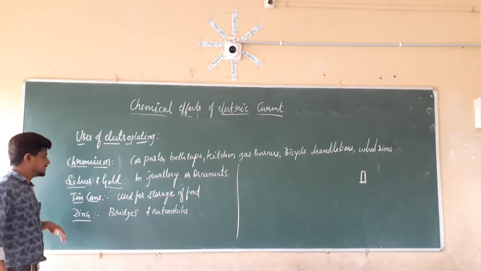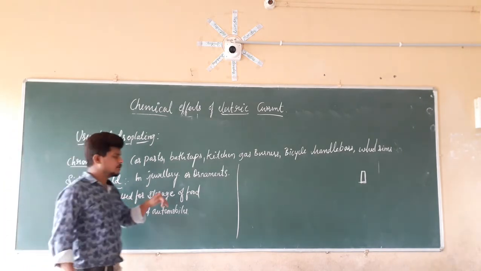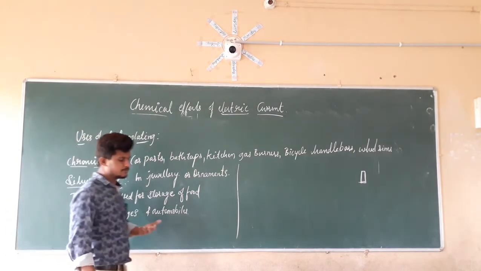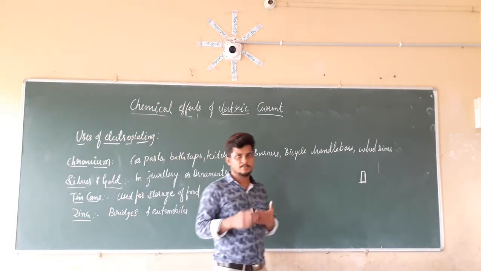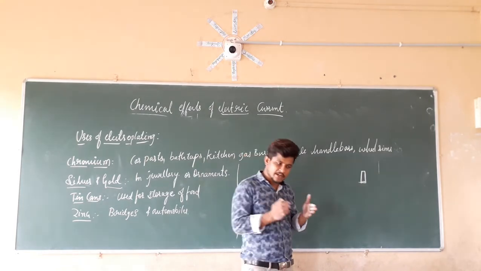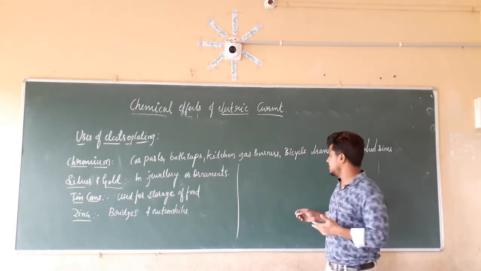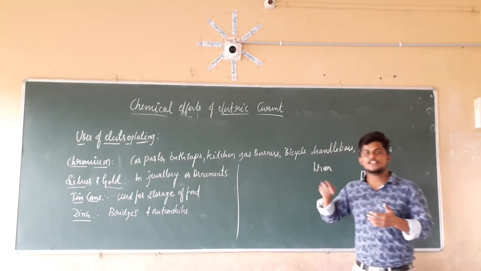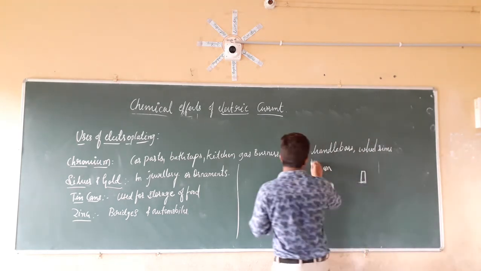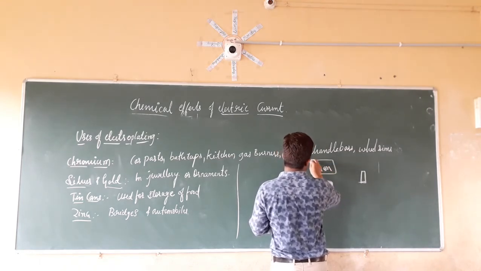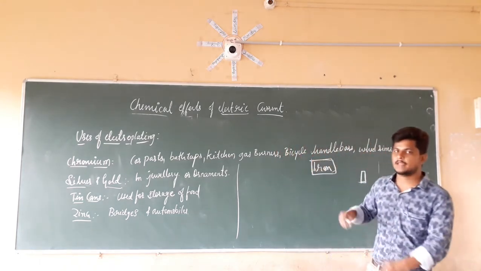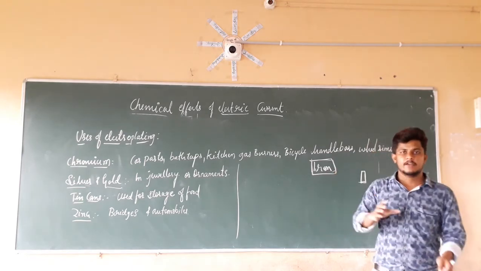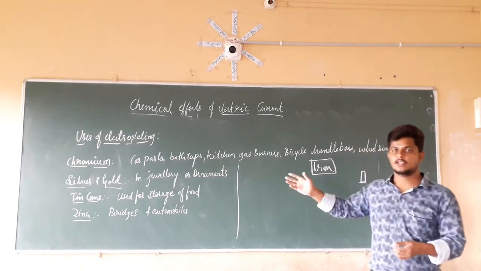In the third case, tin cans used for the storage of food. The tin can is not made from tin only. It is made from iron, and on that iron there is a coating of tin. Because of that, they are known as tin cans. Because of the tin, we can use those cans for the storage of food.